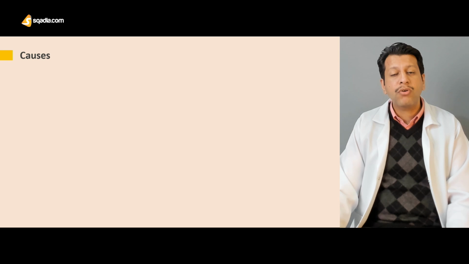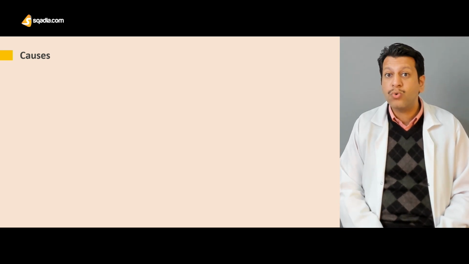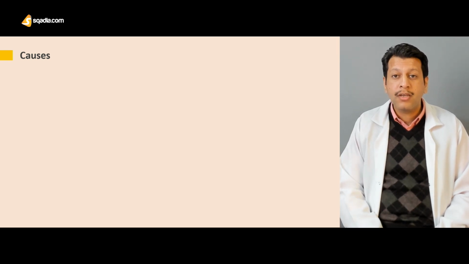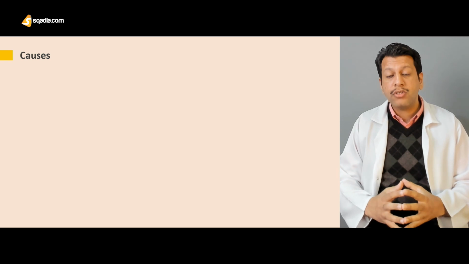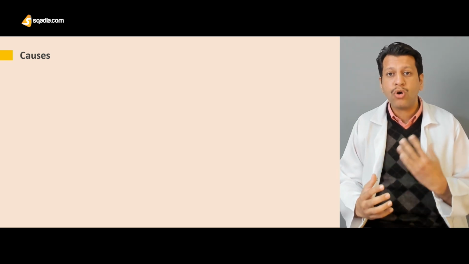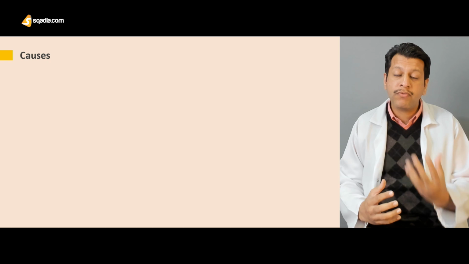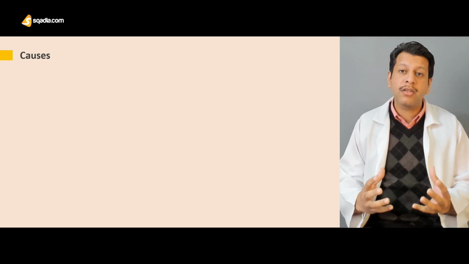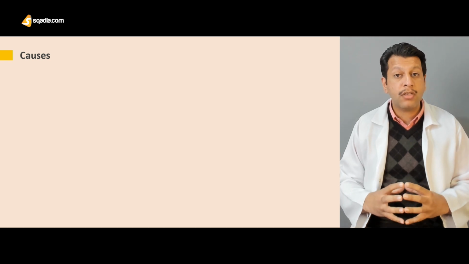Now there are different causes. As I told you, it's the most common hip pathology in the adolescent age group. There are certain risk factors which may be associated. Although the exact cause is not known, the most common theory regarding the pathophysiology or pathomechanics of this disease is that there is weakness of the perichondral ring.